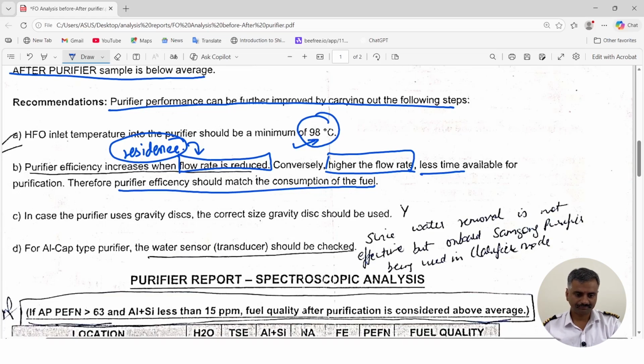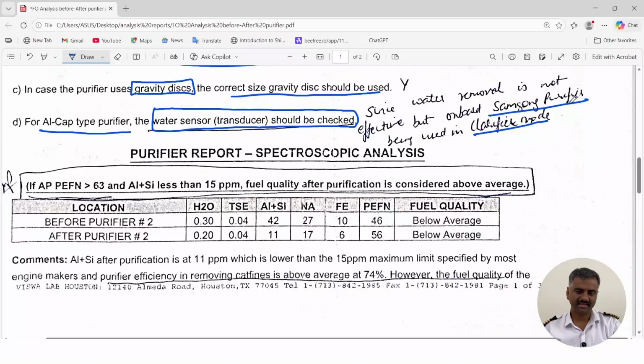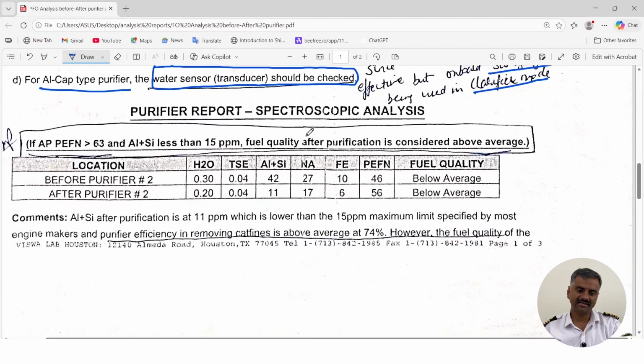In case the purifier is using a gravity disc, like the Mitsubishi purifier, the correct size of gravity disc should be used. That is okay. In the Alcap purifier, the water transducer should be checked. Since this vessel is using a Samgong Mitsubishi purifier which is in clarifier mode, water removal is not effective. They are using the purifier as a clarifier and they have put a clarifier disc, so water removal is not happening, or they are using the gravity disc principle. In that case water removal is happening, but in this case you are using the purifier as a clarifier.